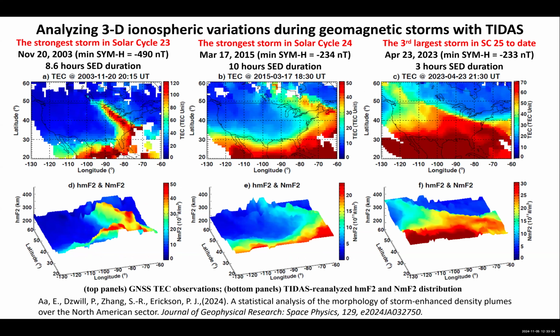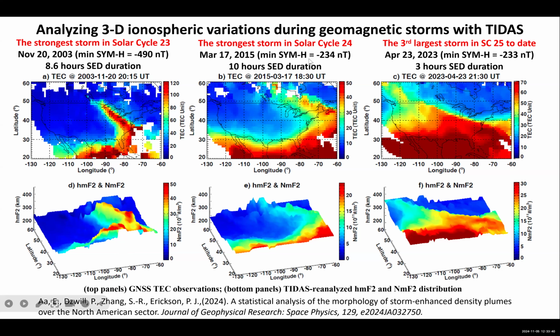So this is the November 20, 2003 geomagnetic storm. That's the largest storm in solar cycle 23, with the minimum SYM-H reaching minus 490 nanotesla. This is the TEC result, where we know there are some data gaps. The bottom panel shows the reanalyzed NmF2 and HmF2 given by TIDAS. So we can see this ridge-like ICD structure with significant layer uplift.